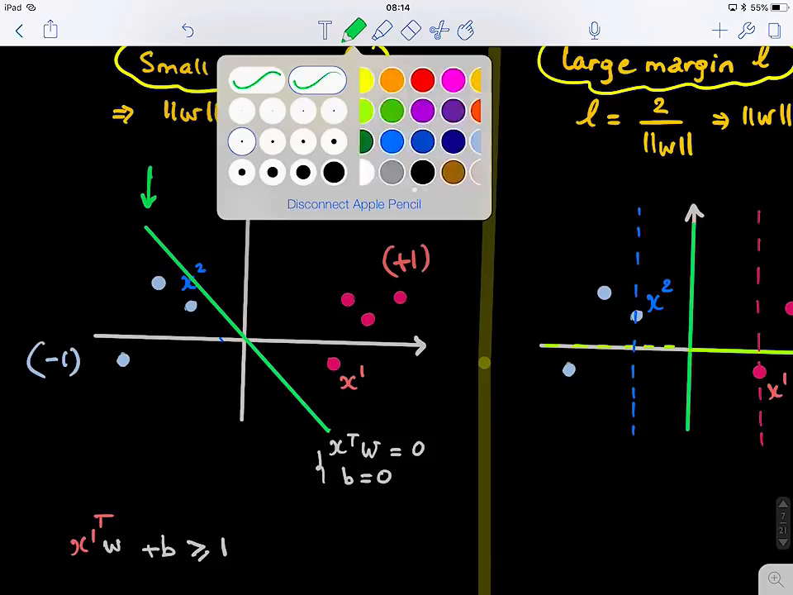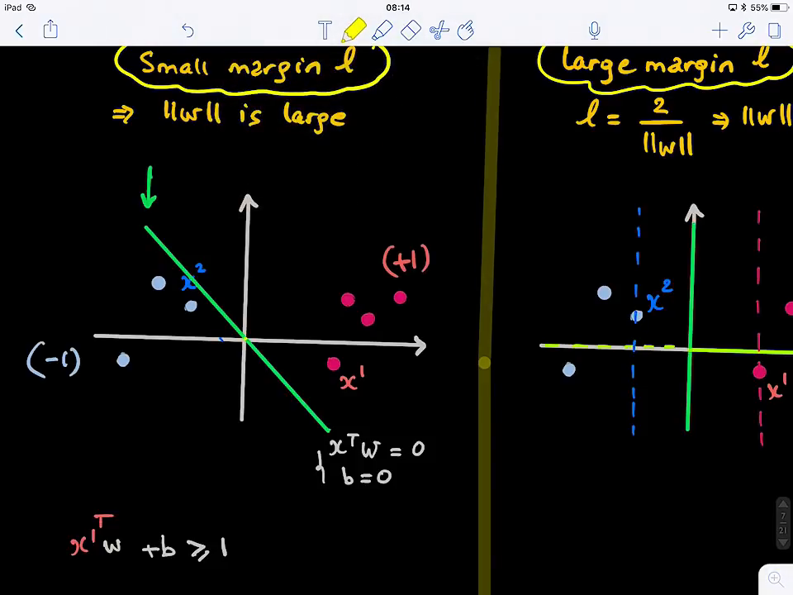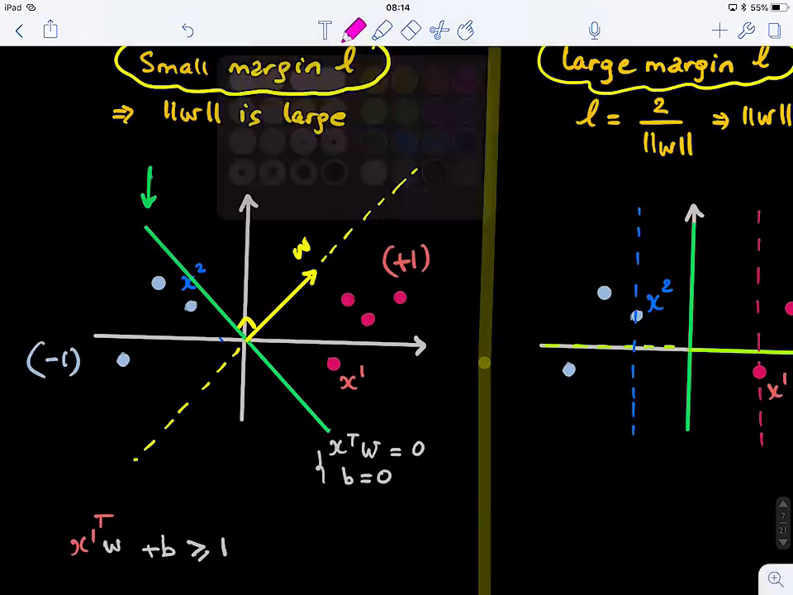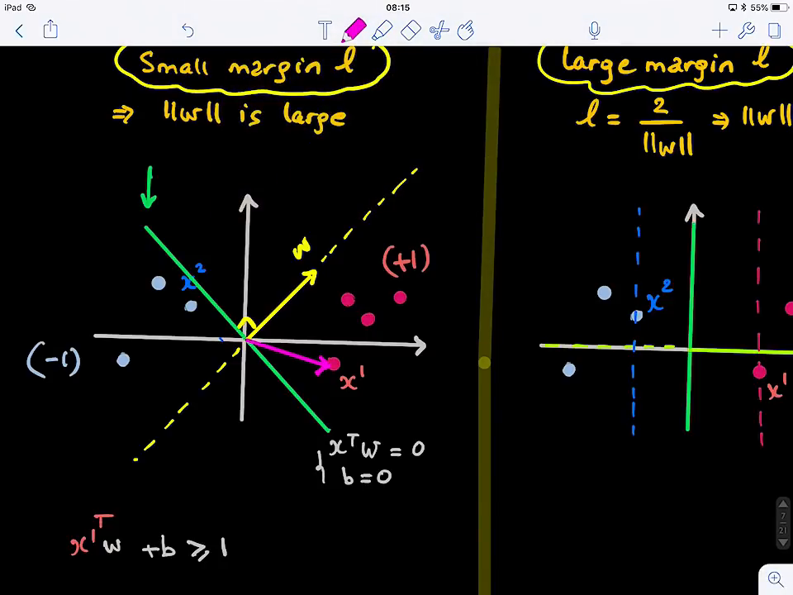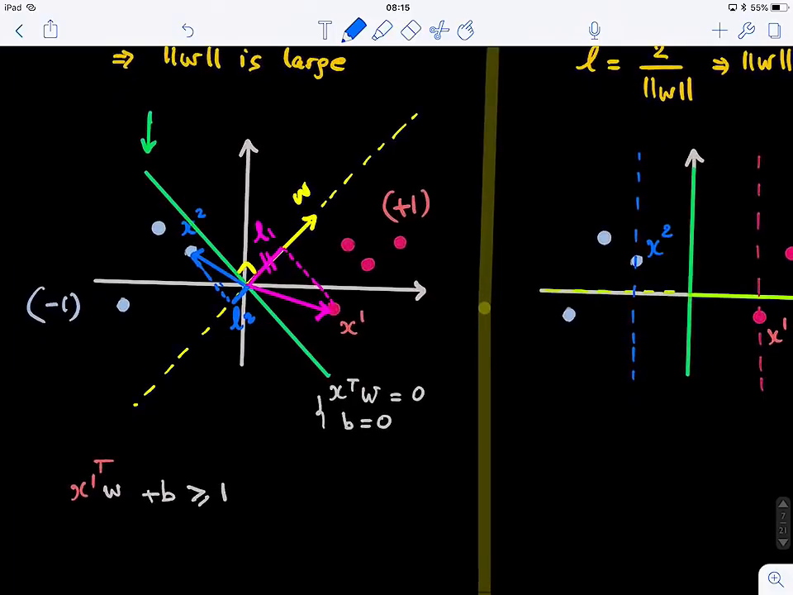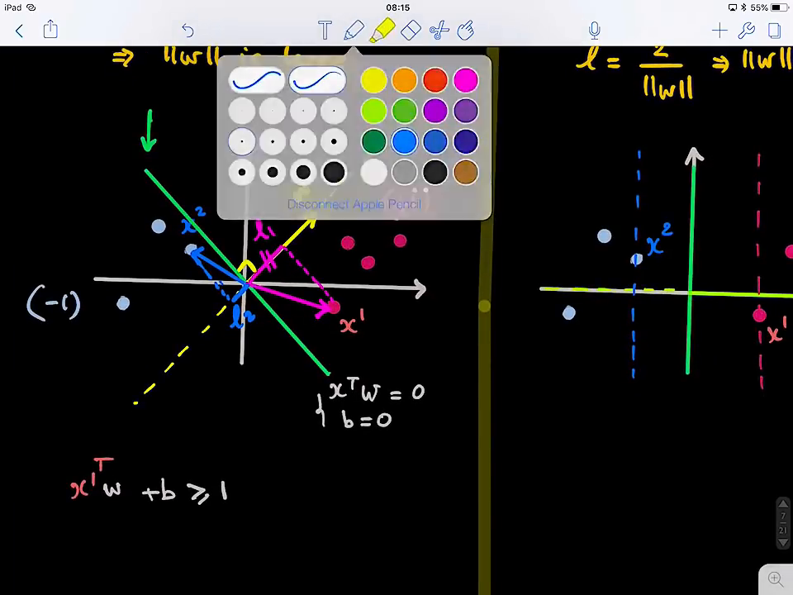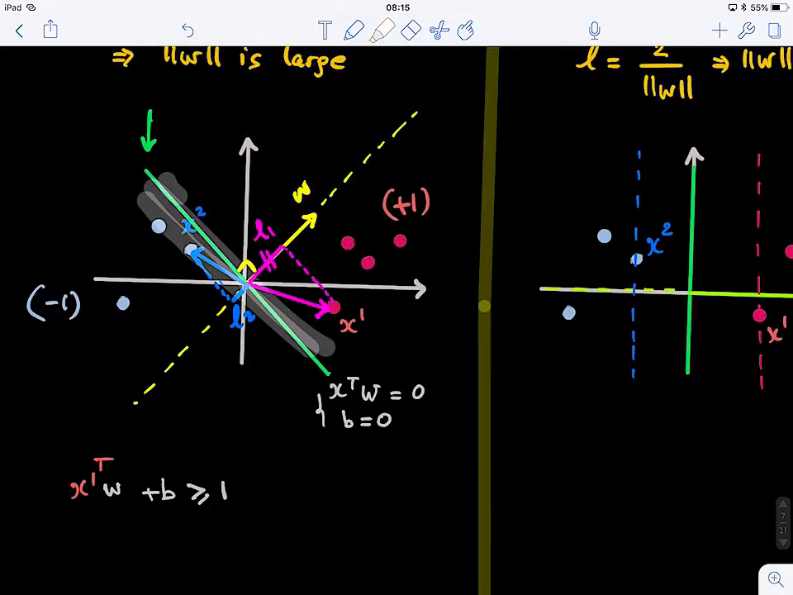Remember, the secret is in the dot product. This is W, the normal vector to our hyperplane. And we have our points. For example, our point x1, that's our vector. If we project it onto W, let's call this length L1. That's the length of the projection of x onto W. Now let's choose another point, x2, and also project it on W. Here we have L2. We see that in this case the margin is confined within this space.